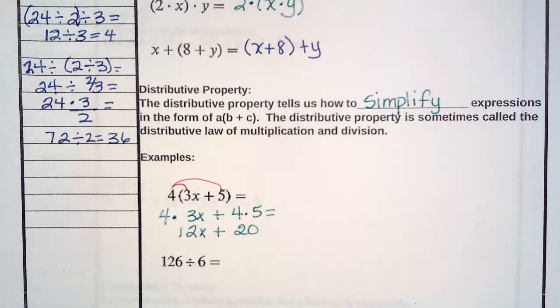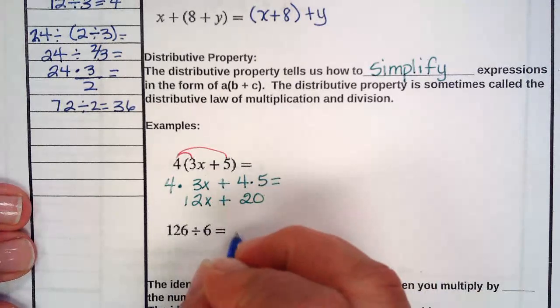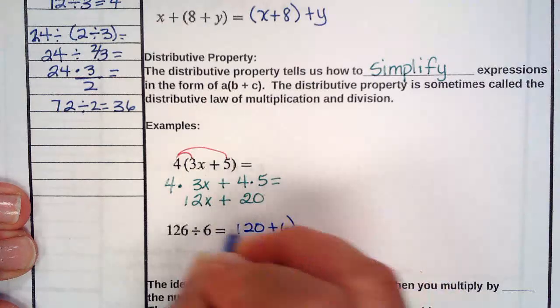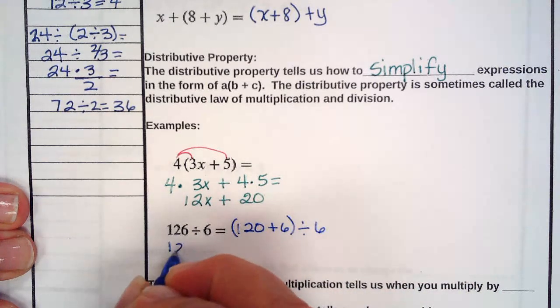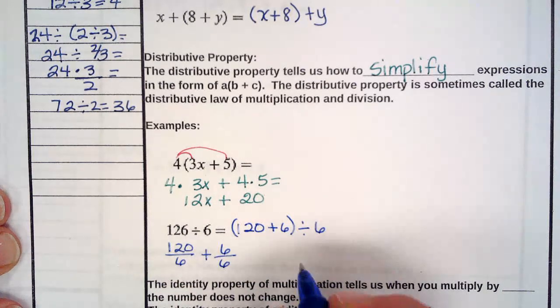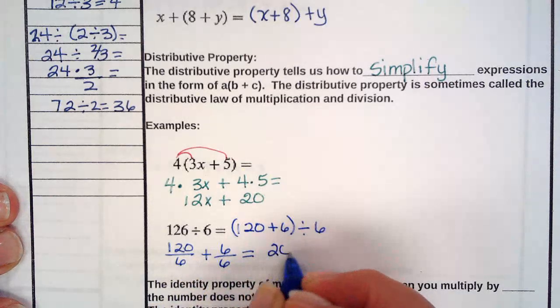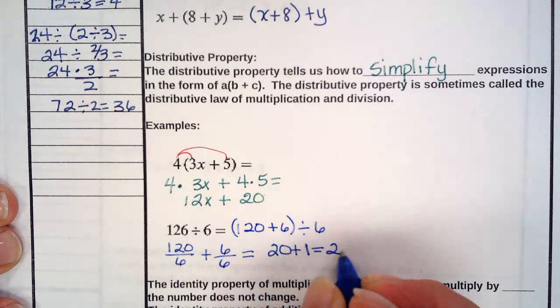But how do we use it for division? Well, 120 plus 6, and I'm going to divide it by 6. So it will be 120 divided by 6 plus 6 divided by 6, using the distributive property. 120 divided by 6 is 20, plus 6 divided by 6 is 1, and you get 21.